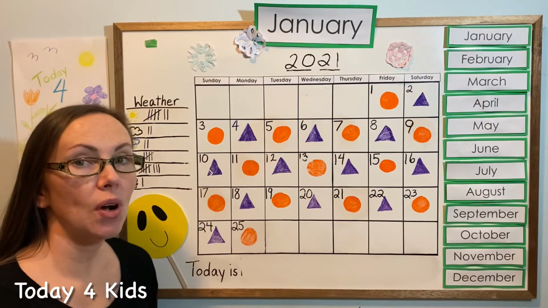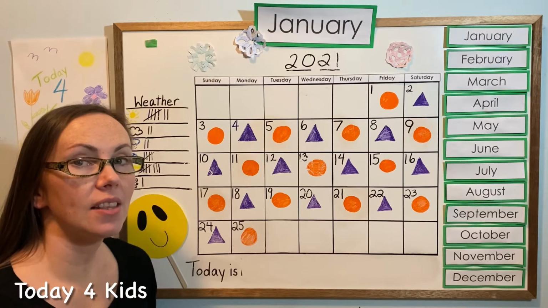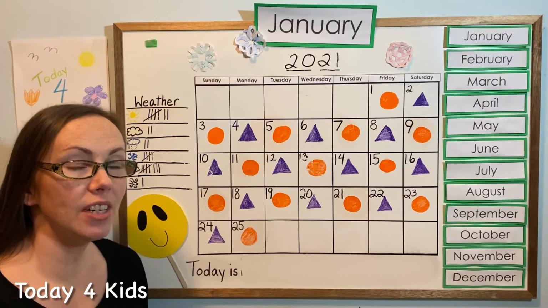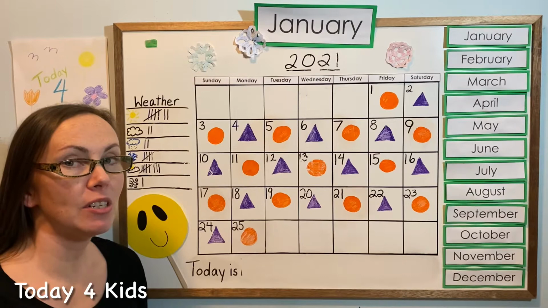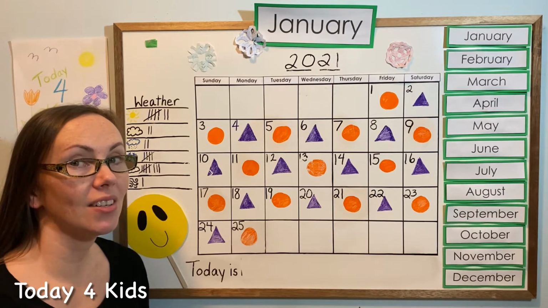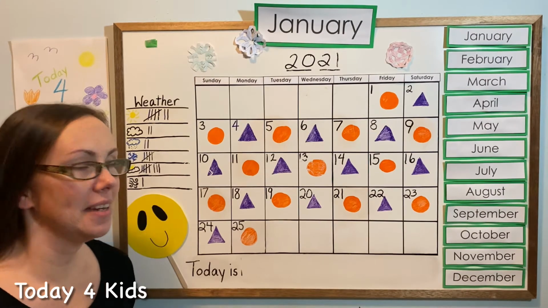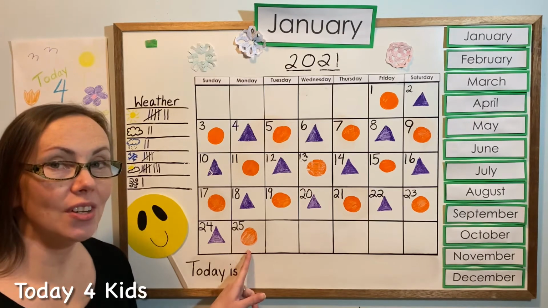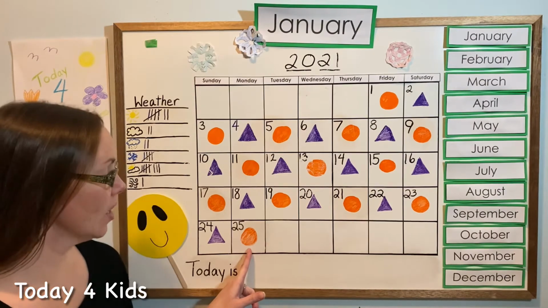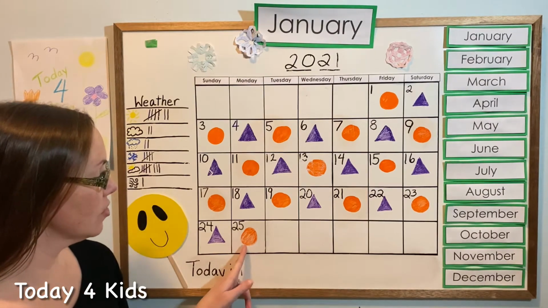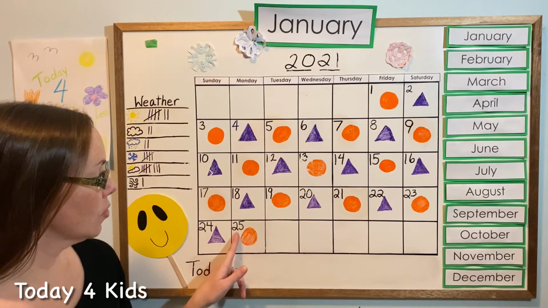Can you look on the board and find the square that has the last shape that we drew in our pattern yesterday? What shape do you see? Can you tell me what color it is? Let's see. Orange circle. If you picked orange circle, you are correct. Yesterday was orange circle, and it was also the 25th.